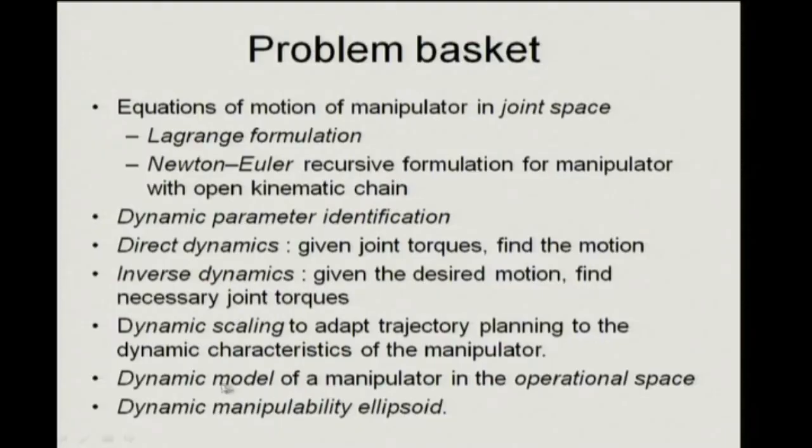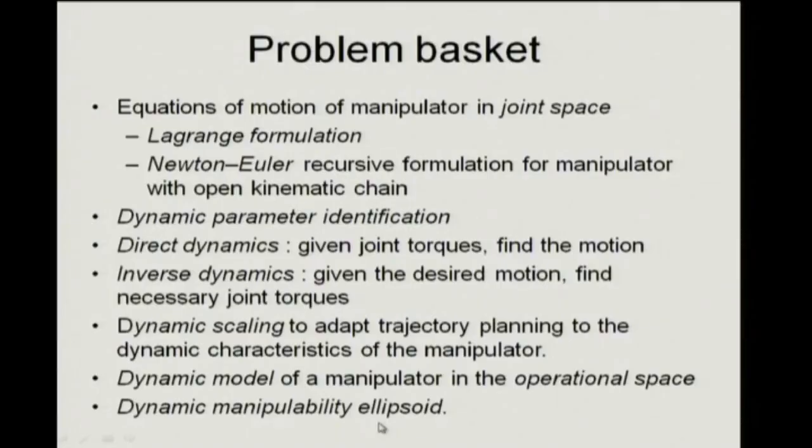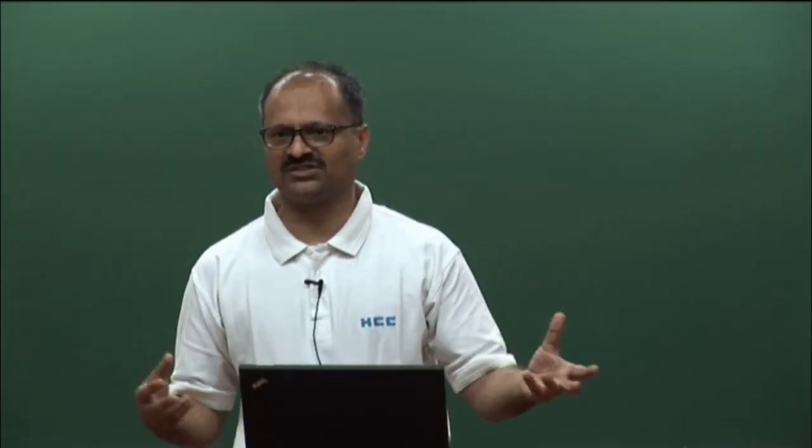And finally, we need a dynamic model manipulated in operational space, because I started with joint space. It is nice to have it in operational space, and then look at something called the dynamic manipulability ellipsoid, which you can calculate, and which tells you that if you are at a particular location, movement in which direction is easy and preferred, in which direction you get higher accelerations. That can in some sense help you plan your trajectories and applications.